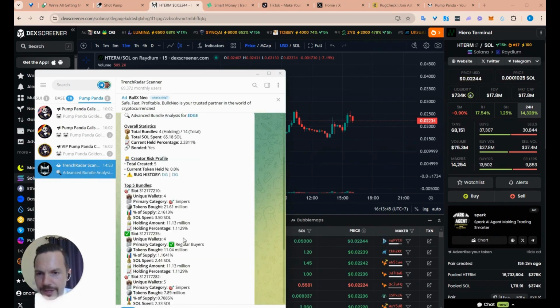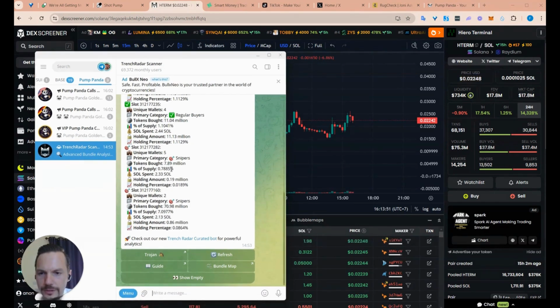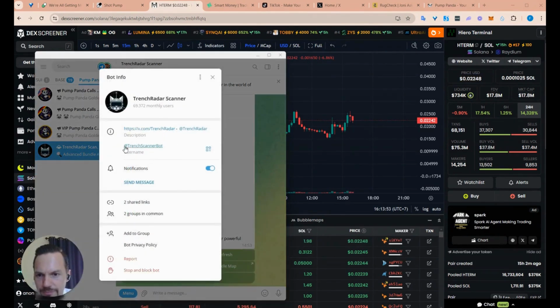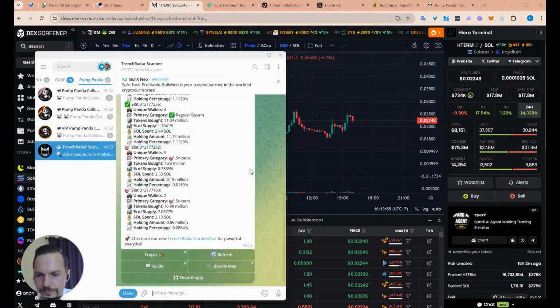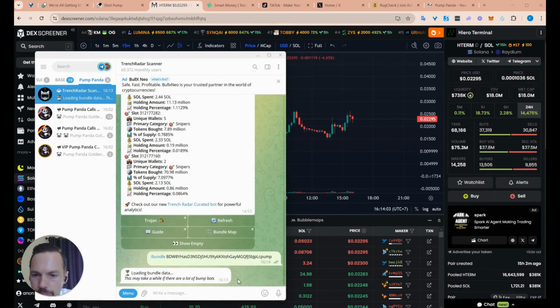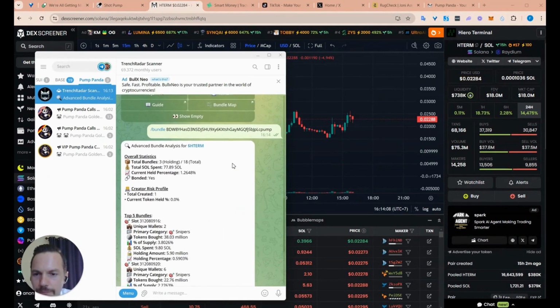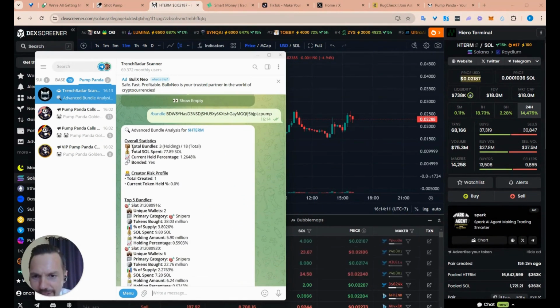I always like to use Telegram here. You can find the Trench radar scanner here on Telegram by searching for @TrenchRadarBot. So you can just do it here, /bundle, and provide the contract address. So we're being shown this token here. And then we get some statistics here. Total bundles 3. These bundles have issued a total of 88 SOL and currently hold 1.2%.